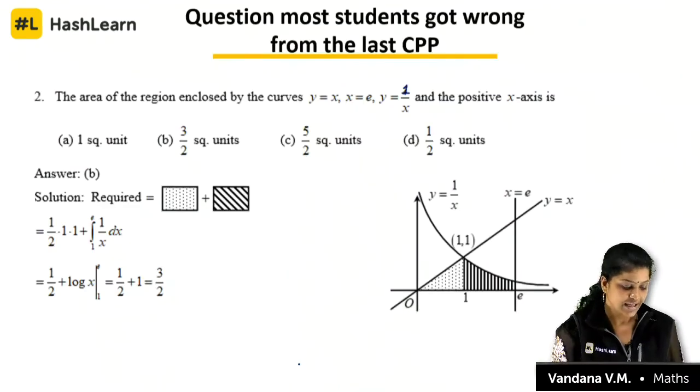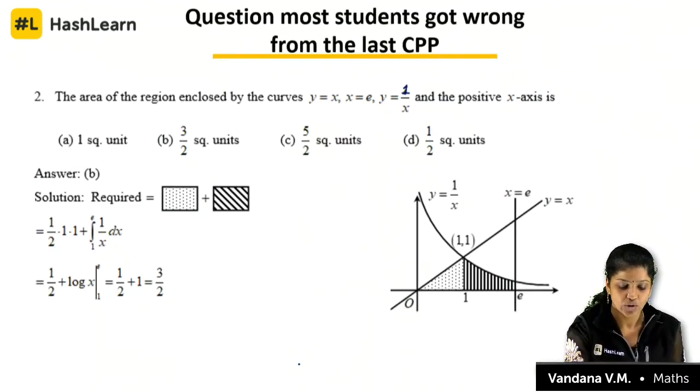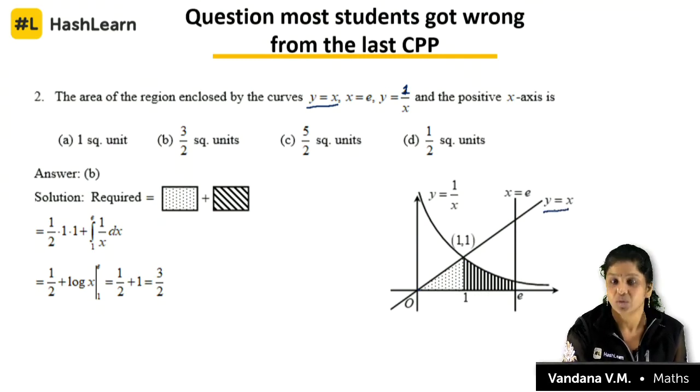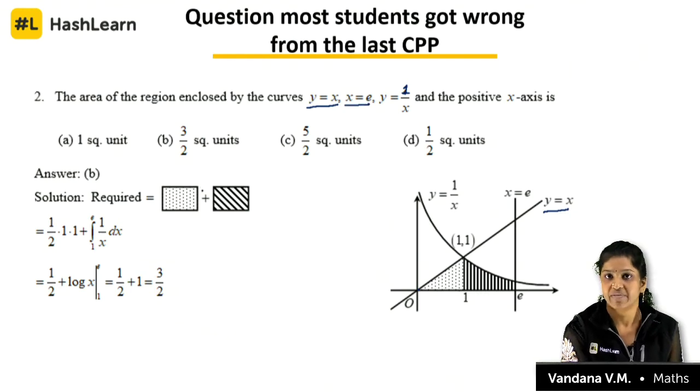Yes, the area of the region enclosed by the curves y is equal to x. I told you already here y is equal to x. X and y values both are equal, so it will be passing through the origin. Next, x is equal to e. What is the e value? 2 point something, right? So it is a straight line, x is equal to e.